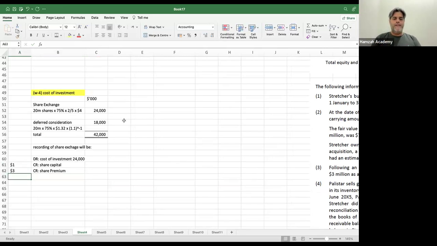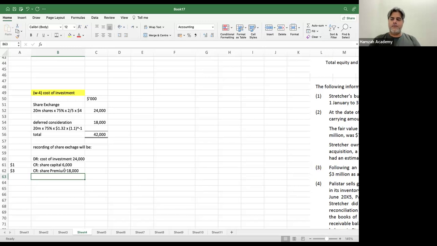And then if we look at the number of shares which we have issued, into 2 by 5, 6,000 shares have been issued, right? So 6 is going to be over here, 18,000 is going to be over here. So 24, 6, and 18. This is what we are going to have as a double entry.